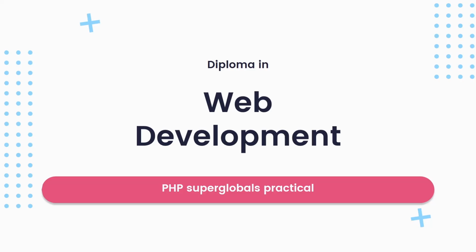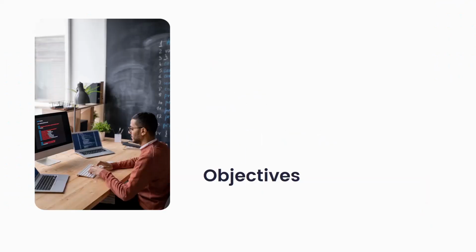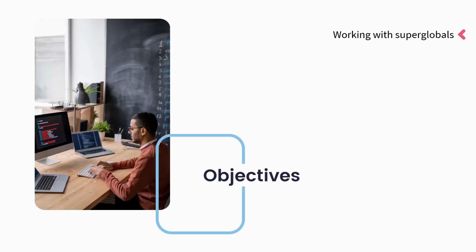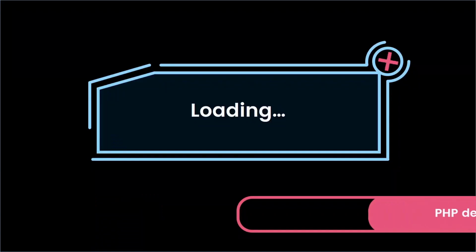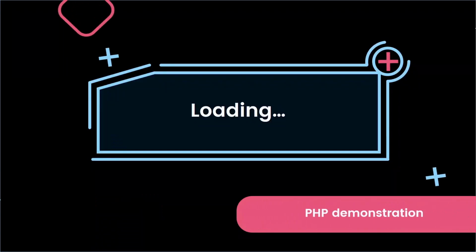Okay, so let's have a look at the objectives for today's lesson. Essentially, there is just one objective, and that is working with Superglobals in PHP using a practical approach. So without further ado, I think it's time that we jump right in and start to code.